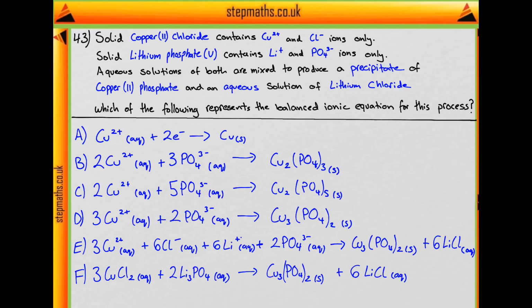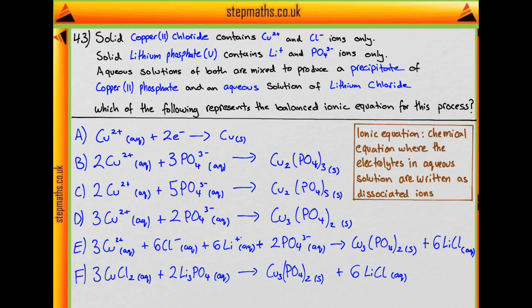So let's remind ourselves what an ionic equation is. An ionic equation is a chemical equation where the electrolytes in aqueous solutions are written as the dissociated ions. So we will now look at each equation in turn.